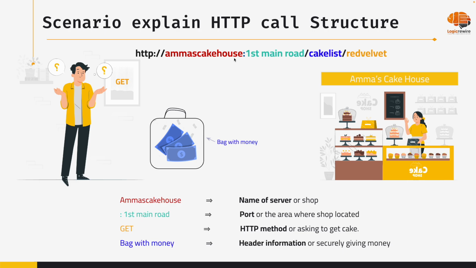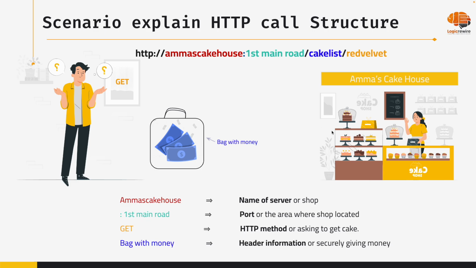So Amma's Cake House is nothing but the name of the server or the name of the shop, right? So this is one thing. So first, the URL architecture is this. Now next, colon first main road. So colon first main road is nothing but an address.